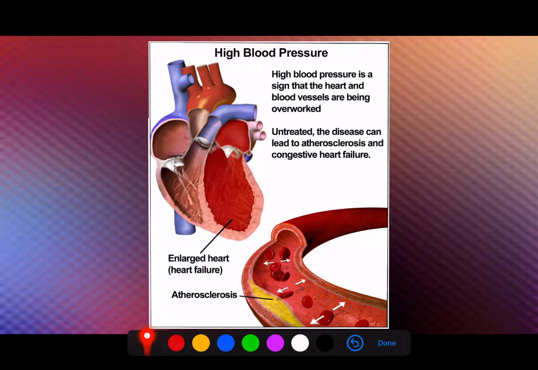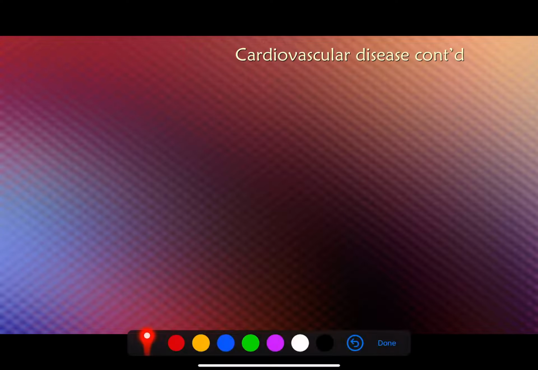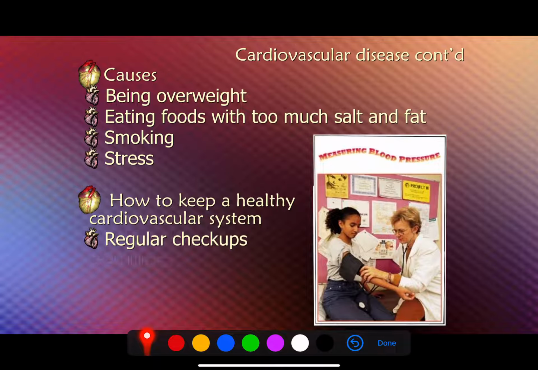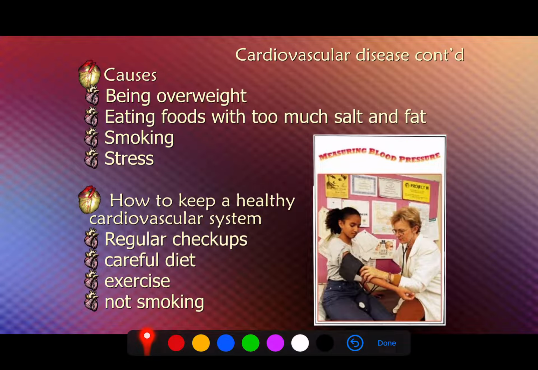Very often what happens is when your heart has to work harder and harder, it can cause your heart to wear out if it's overworked. So causes: being overweight, eating foods that have too much salt, too much fat on a regular basis, smoking, a lot of stress can cause some of this.